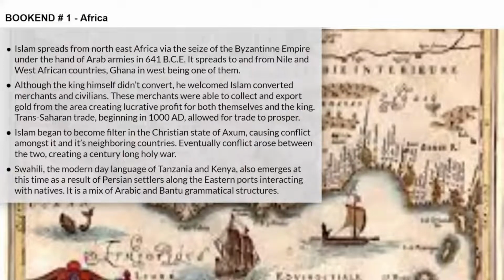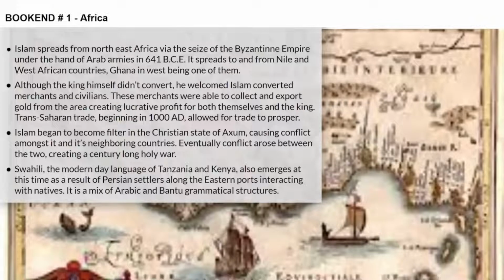One of those achievements was the creation of Swahili. It is a mix between Arabic and Bantu language, and it was a result of Arabic armies trying to communicate and teach the ways of Islam to the Bantu people, but there was a language barrier between them. So what they did, they created a new language with a mix of Arabic and Bantu grammatical structures. That way they could communicate with each other.